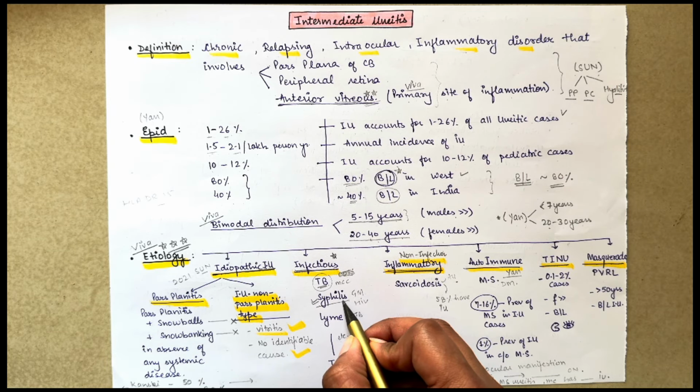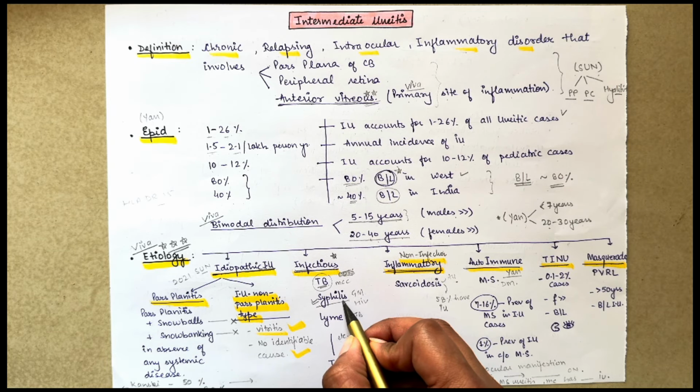Then remember autoimmune, multiple sclerosis. I'll give you percentages from Jabs. 7 to 16%. You remember that this is the prevalence of MS in intermediate uveitis cases, and 1% prevalence of intermediate uveitis in MS cases. So this is very important and very confusing percentage. So you remember that the prevalence of MS in intermediate uveitis cases is more, whereas there is only 1% prevalence of intermediate uveitis cases in case of MS. So these are two important percentages.